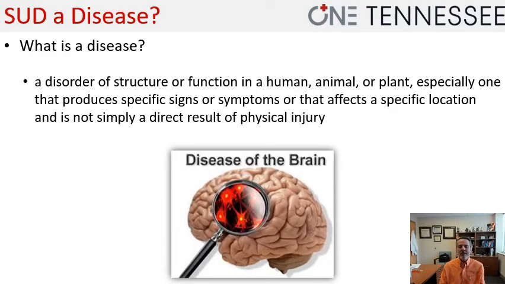I've mentioned that substance use disorders are a disease. And when you look at the definition of a disease, it's basically a disorder of structure or function that produces specific signs or symptoms, or that affects a specific location and is not simply a direct result of physical injury. So in terms of a substance use disorder, this is brain dysfunction, and it's something that's chronic and it's going to take a long time to heal.